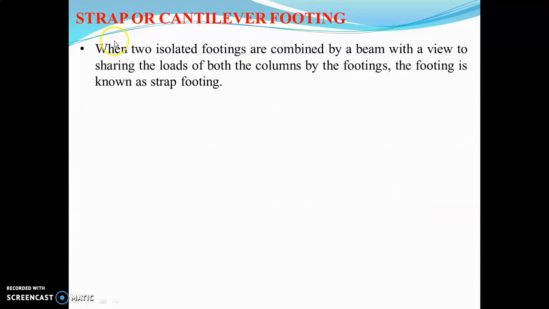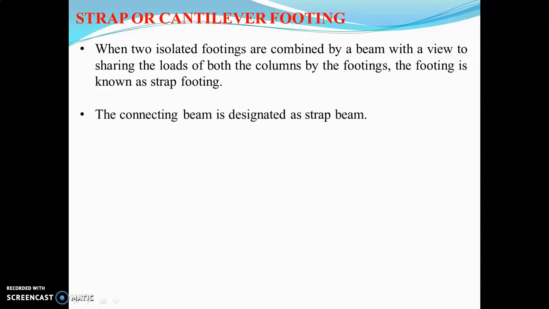Next, let us discuss the strap or cantilever footing. When two isolated footings are combined by a beam with a view to sharing the loads of both the columns by the footings, the footing is known as strap footing. Here the isolated footings are combined by a beam. That beam is called a strap. So when two isolated footings are combined by a beam, the footing is known as strap footing.